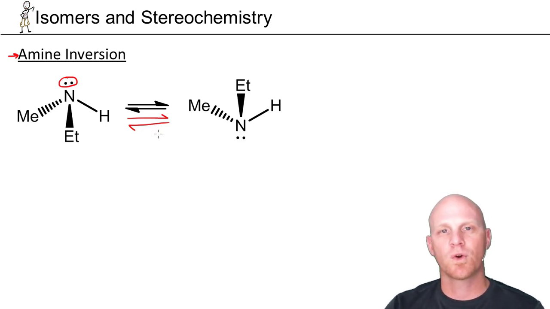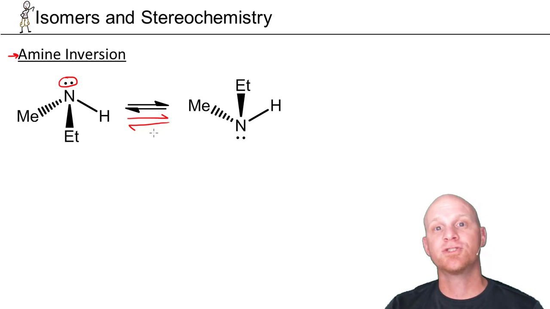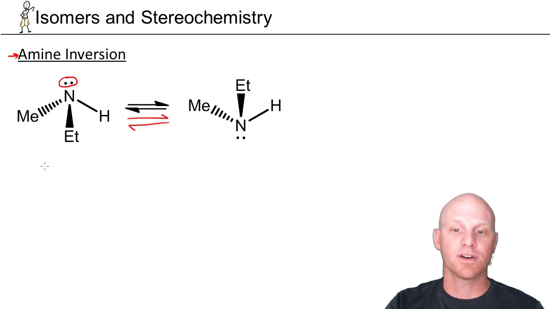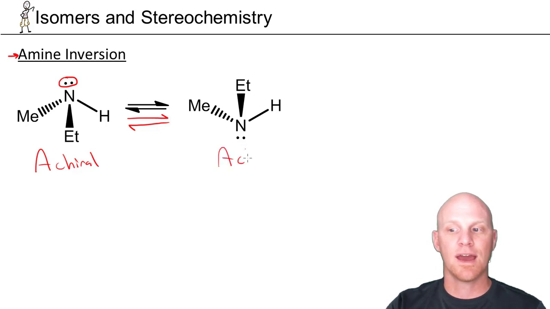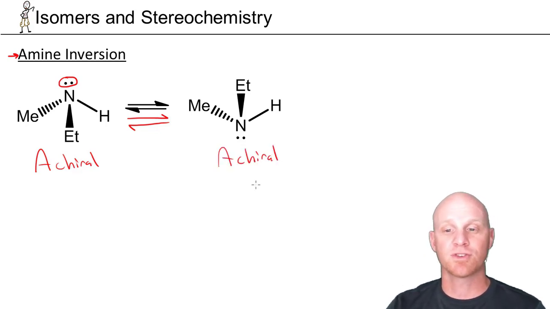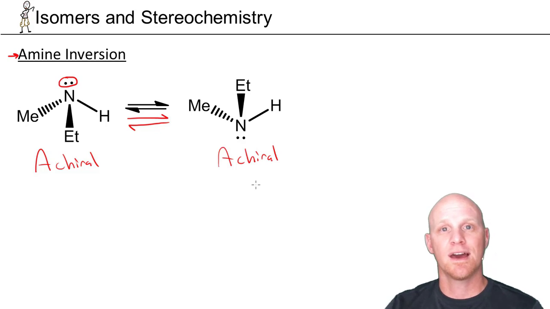The word chiral is defined as when a compound and its mirror image are not identical and do not readily interconvert. As a result, this compound that looks chiral ends up being achiral, because the two enantiomers readily interconvert with each other at any reasonable temperature. That's amine inversion. Again, it's specific to nitrogen.